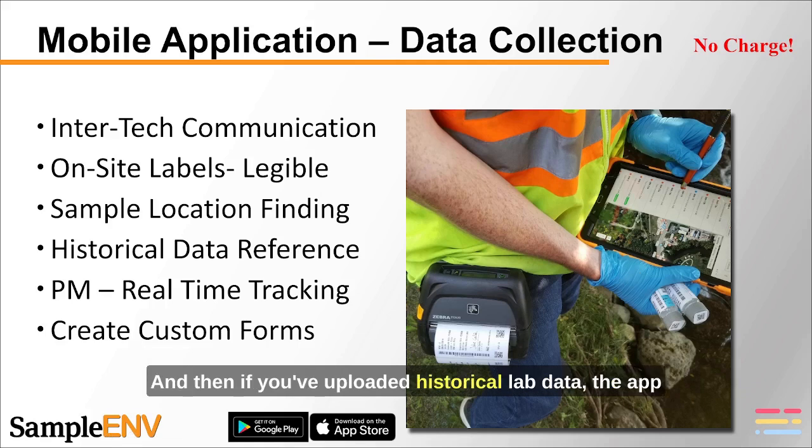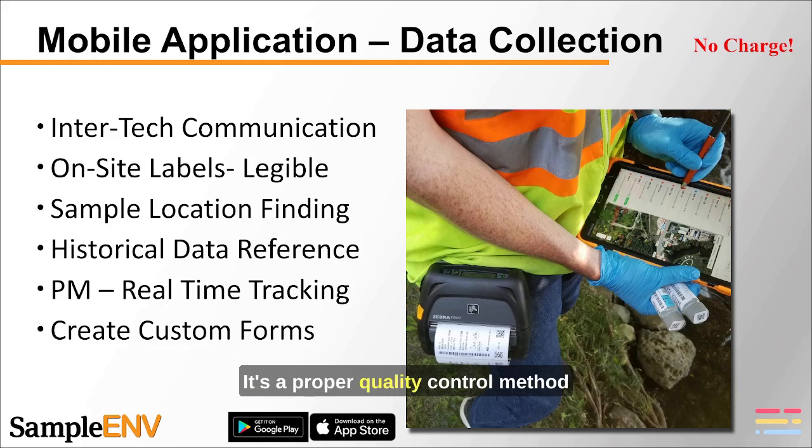And then if you've uploaded historical lab data, the app will automatically look back at the last time it was sampled and sort the samples from clean to dirty. It's a proper quality control method to sample from the cleanest locations first to the dirtiest locations last, so it will automatically sort from clean to dirty. So it saves you having to manage that quality control manually. You can see these listed here. It'll sort them from clean to dirty. You can also resort them alphanumerically as well.